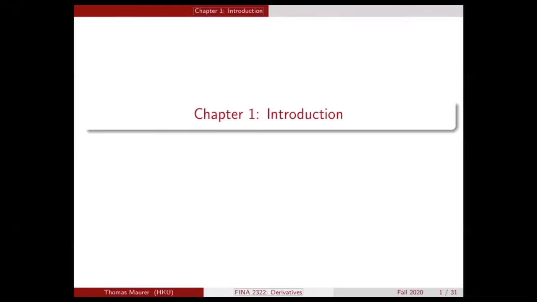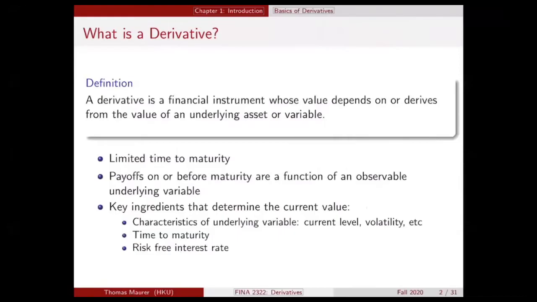And then towards the end of the chapter, we are also going to look at some cases which show somewhat the downsides of derivatives. So to start with a definition, a derivative is a financial instrument whose value depends on or derives from the value of an underlying asset or variable.